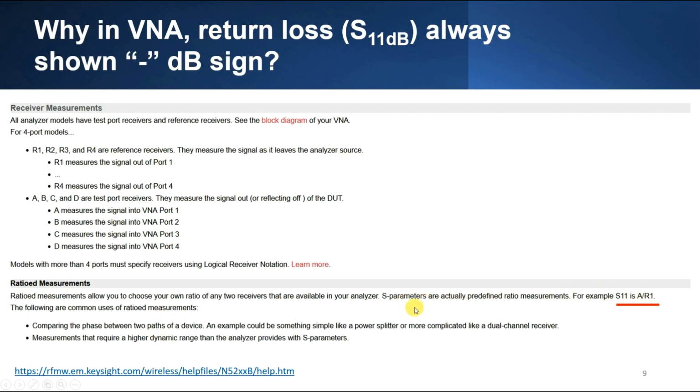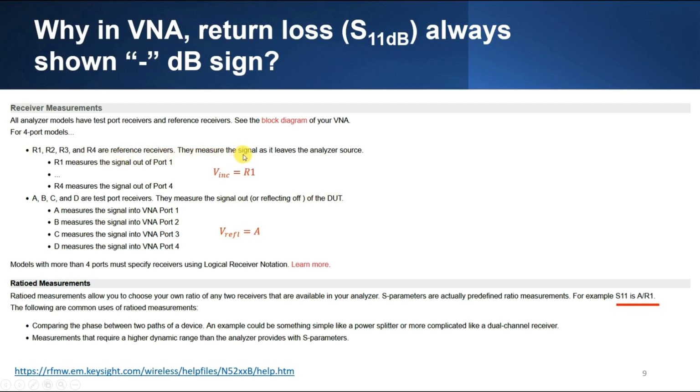So the S parameter. Let's say, for example, S11 is A divided by R1. That means the A will be here. It measures the signal into the VNA, that means the signal out or reflected from the DUT. That means it's the reflected signal to port 1. Okay, that means the voltage reflected is A, and R1 will be the reference receiver.